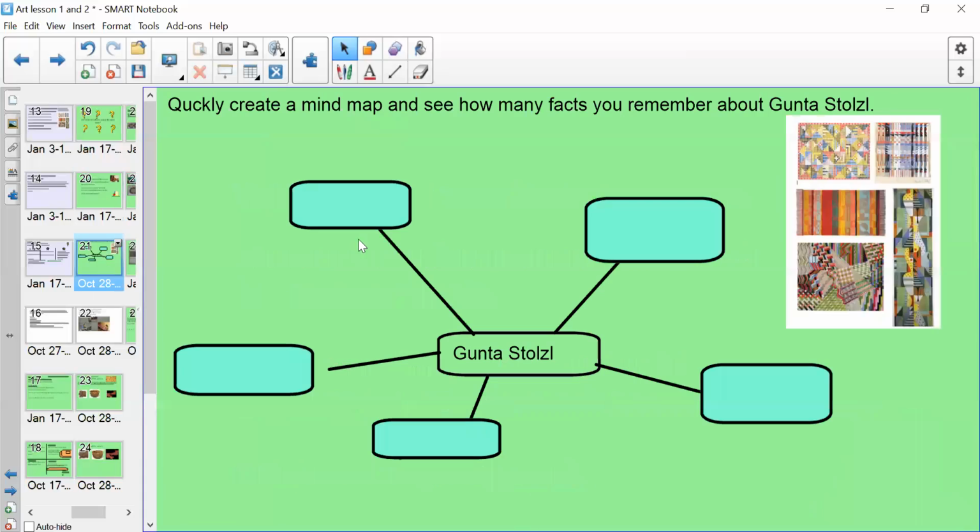So just to refresh our memory, who was Günter Stolze? So draw a mind map in your book and think about how many things you learned last week about her and see if you can write them down. So pause the video and have a go at that.